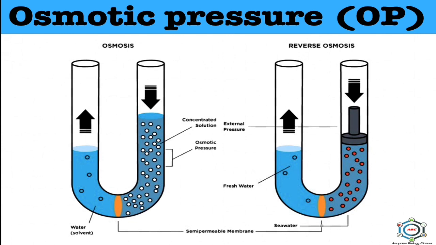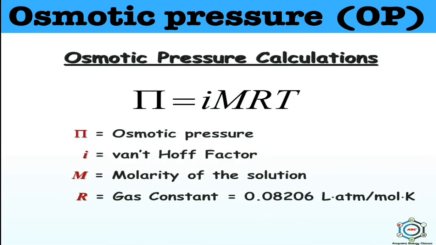The osmotic pressure of a given solution can be calculated by using the relationship, that is, pi equals iMRT. Here pi is the osmotic pressure, i means the van't Hoff factor, M means the molarity of the solution, and R means the gas constant, which is 0.08206 liter atmosphere per mole Kelvin. So by this calculation, you can observe and calculate the osmotic pressure.